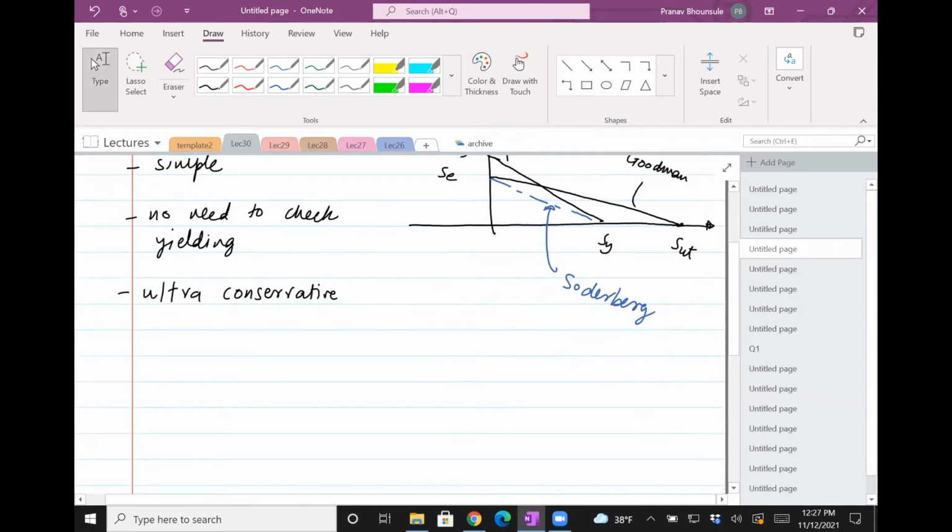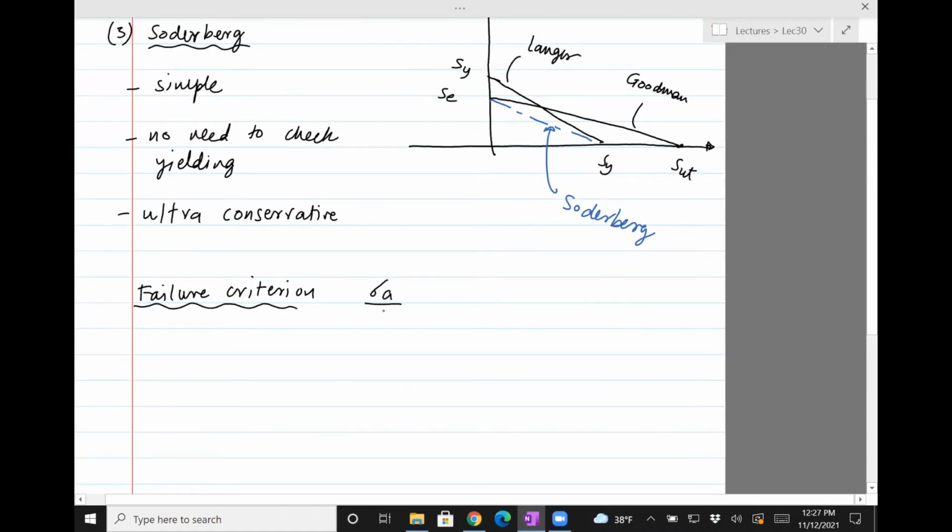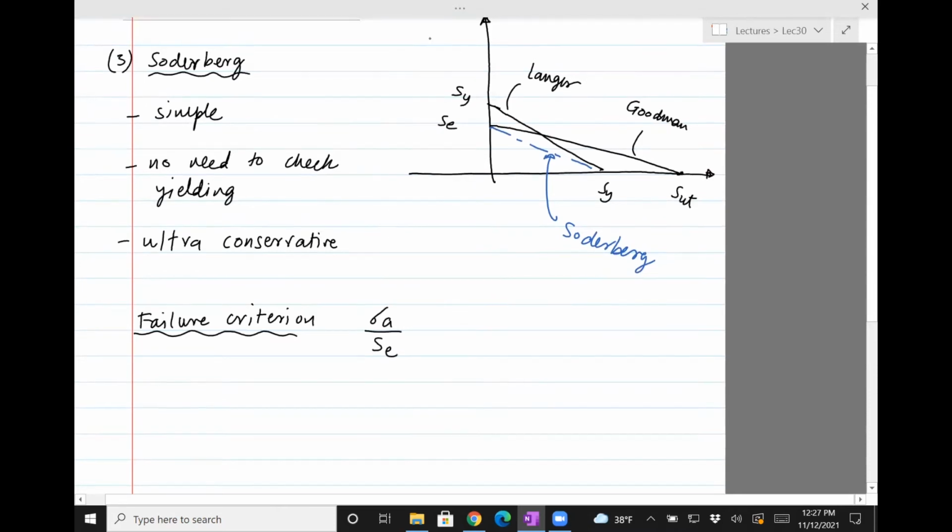If you want to find the failure criterion, it's just a matter of writing the equation of the line. So as you see, it passes through the two points SE and SY. So the equation for the line which passes through SE and SY is, in terms of sigma A and sigma M, sigma A divided by SE plus sigma M divided by SY equals 1. So it passes through SE, that's the intercept, and SY as the intercept.